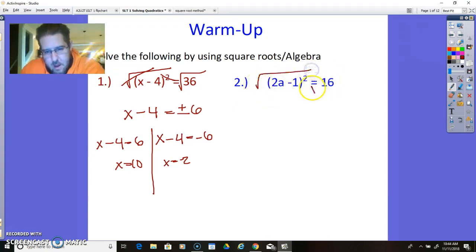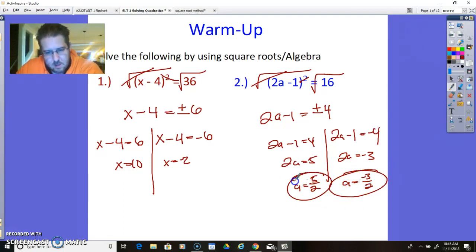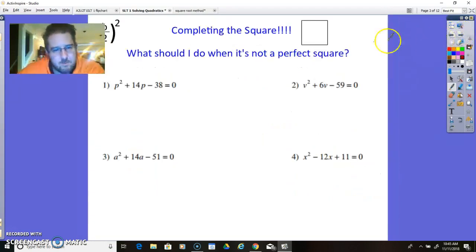This one over here, the square root and squares cancel out again. 2a minus 1 equals both positive and negative 4. So we've got 2a minus 1 equals 4 and 2a minus 1 equals negative 4. Add 1 to both sides and you get 5. Divide both sides by 2 and you get 5 halves. Add 1 to both sides, you get negative 3. Divide by 2 and you get negative 3 halves. There's your two answers. That homework was in a prior video, completing the square.